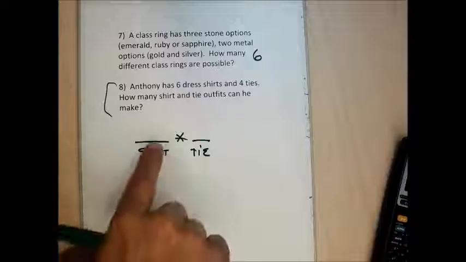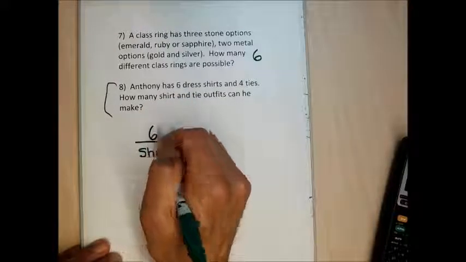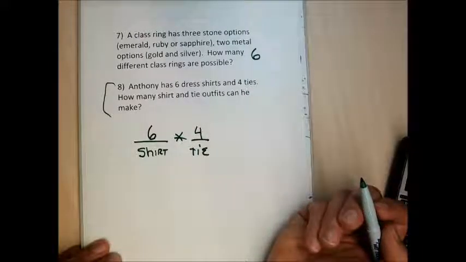Anyways, how many ways are there to pick a shirt? Well, he's got 6 shirts to pick from. How many ways are there to pick a tie? He has 4 ties to pick from, assuming they all can match together.